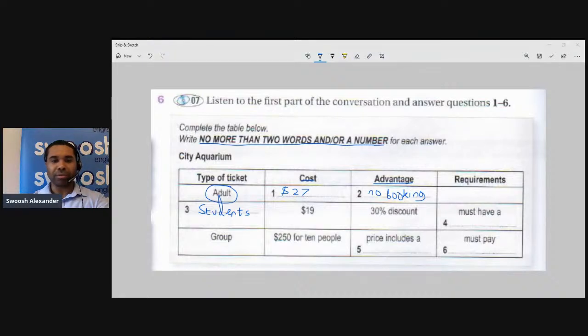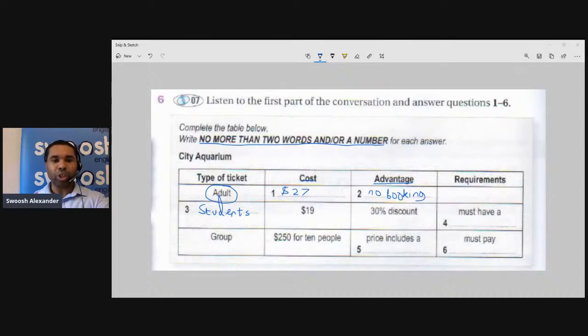Let's continue. Oh, okay. That's about a 30% reduction, isn't it? I suppose that's not bad when you think about it. To be eligible for that price, they do need to show a passport. Okay, I'll remember that. And do I need to book if I'm bringing a group?